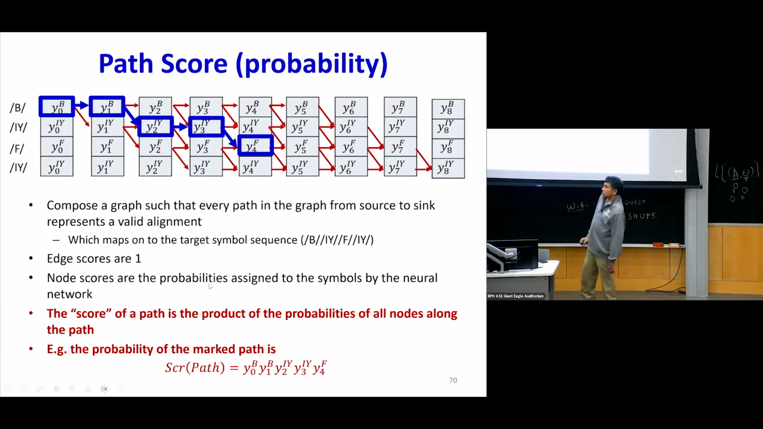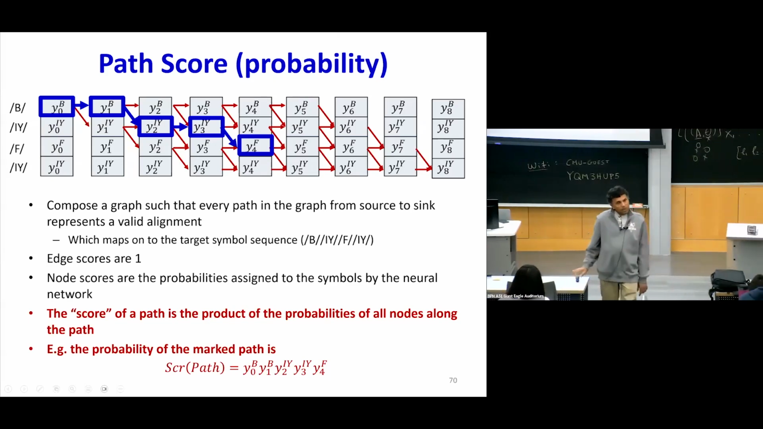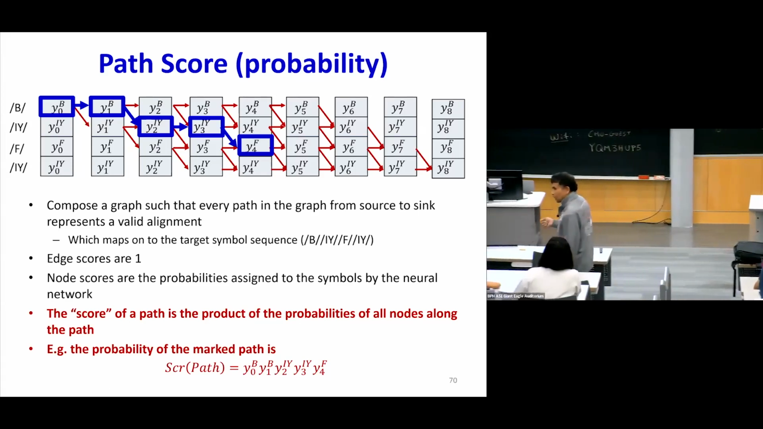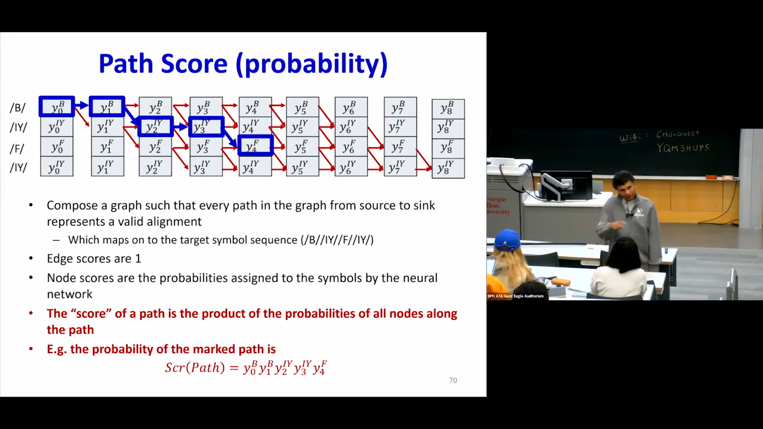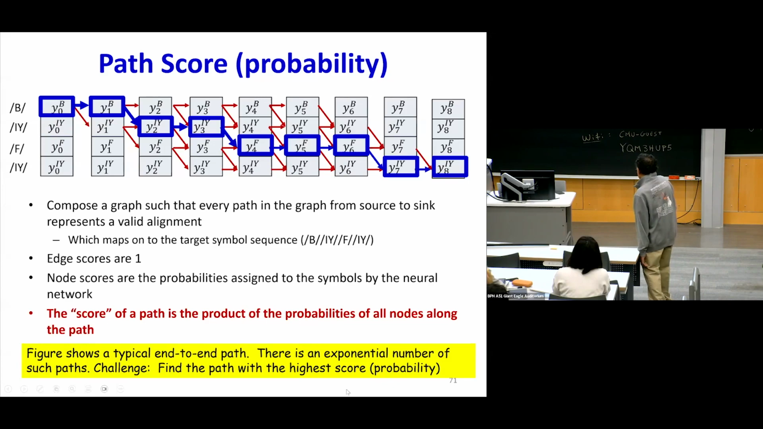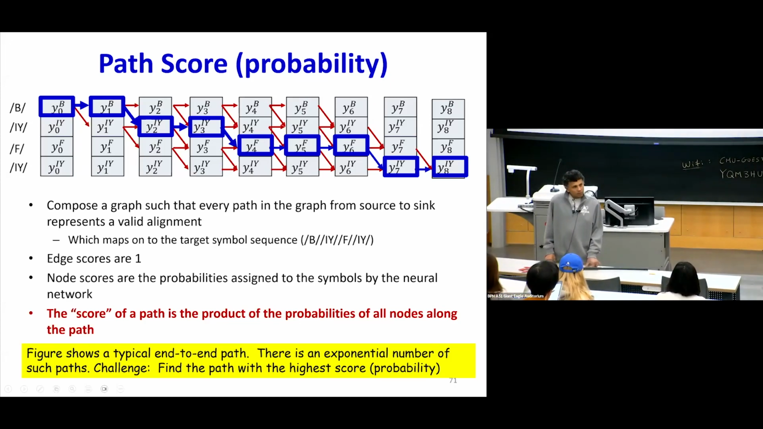For example, the score of the subpath highlighted in blue is going to be y0b, which is the probability assigned to the symbol b at time 0 by the network, times y1b, which is the probability assigned to b at time 1, times y2e, times y3e, times y4f. So it's just the product of the probabilities of all the nodes in the path, right? And so a typical end-to-end path is going to be something of that kind. And our problem is finding the path from source to sink that has the highest probability.